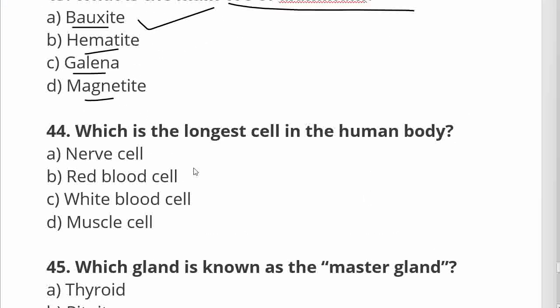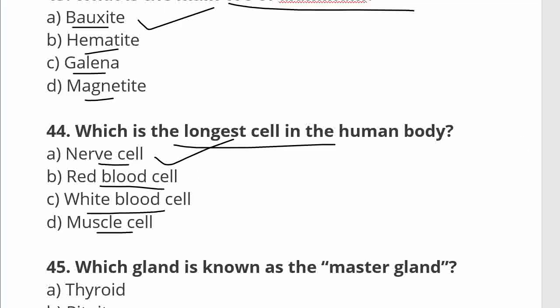Next question. Which is the longest cell in human body? Options are A. Nerve cell, B. Red blood cell, C. White blood cell, D. Muscle cell. The right answer is option A. Nerve cell. Nerve cells, neurons, are the longest cell in the human body, with some extending from the spinal cord to the extremities, allowing communication over long distances.